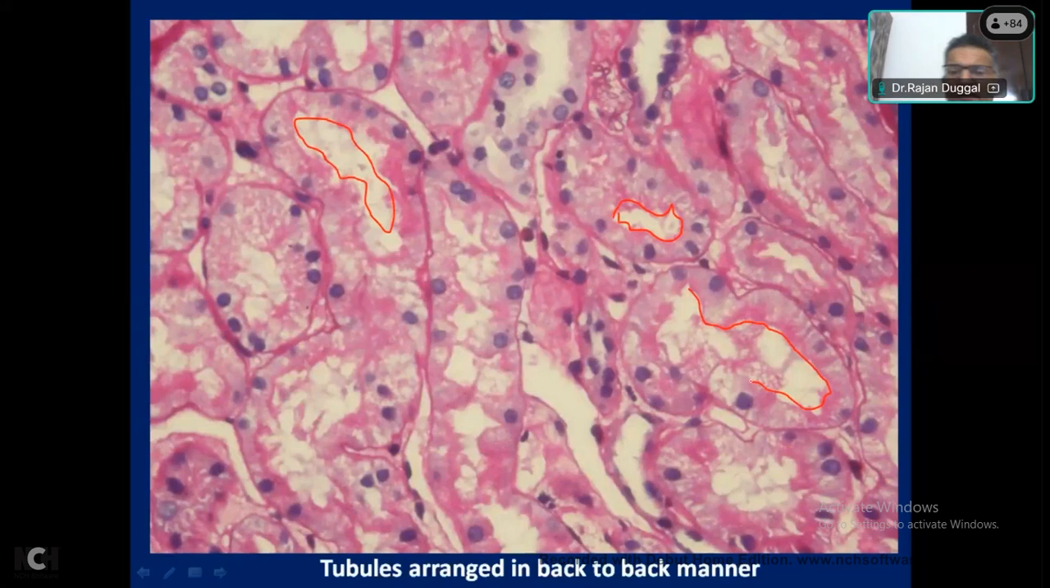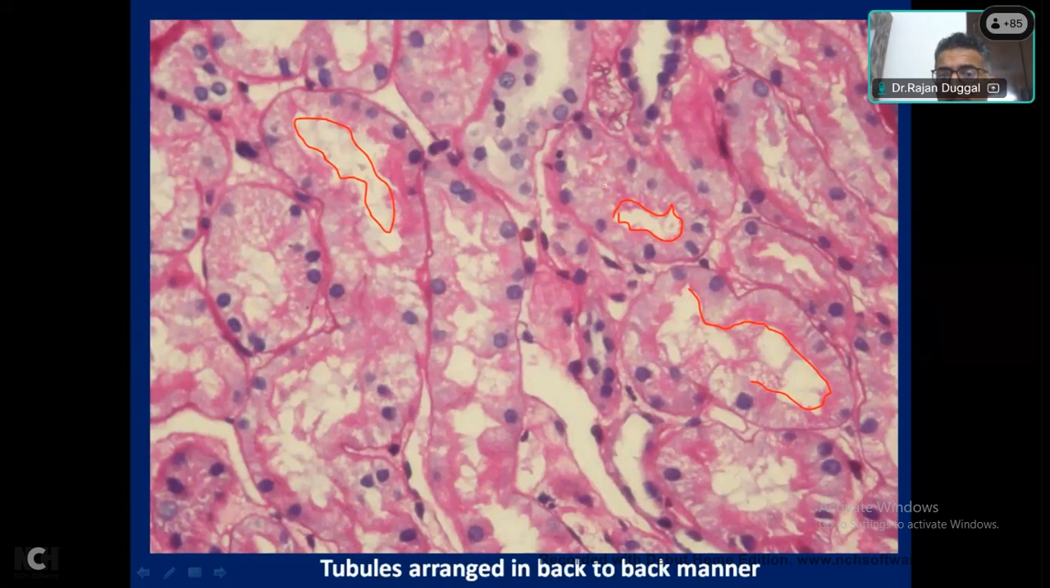So this is very important whenever we say there is an acute tubular injury. This acute tubular injury is a new terminology which we have quite recently started using. Otherwise, we used to label everything as acute tubular necrosis. So you can see these tubules which are arranged in a back-to-back manner. There is hardly any intervening interstitium.